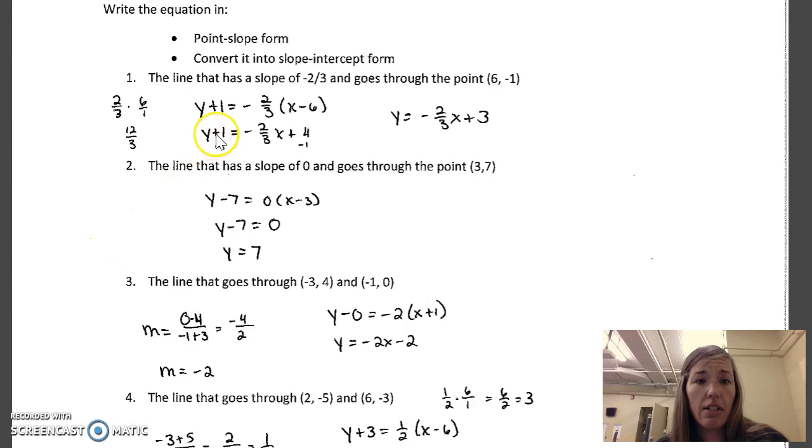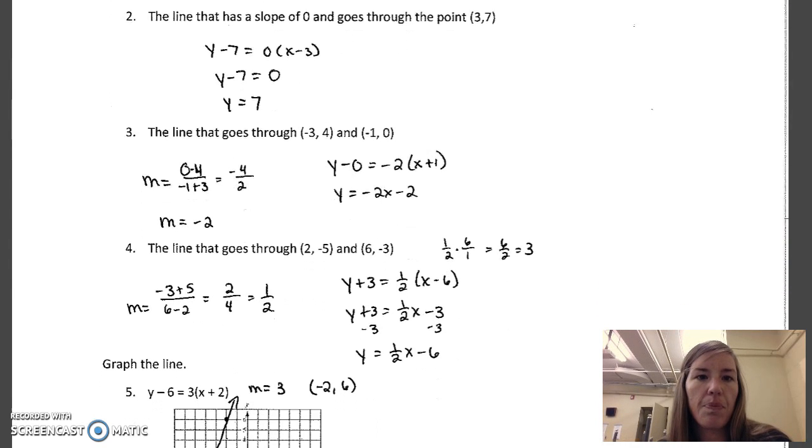So the big deal here, of course, is distribution. You're going to have to distribute the negative 2/3 x times the negative 6. Over here I did the work in case you were struggling with the fractions. 2/3 times 6 gets you 12/3, and you should reduce that down to a 4. Why is it a plus 4? Well, negative 2/3 times negative 6, two negatives make a positive. So you've got plus 4, subtract your 1. Y equals negative 2/3 x plus 3. That is your answer in slope-intercept form.